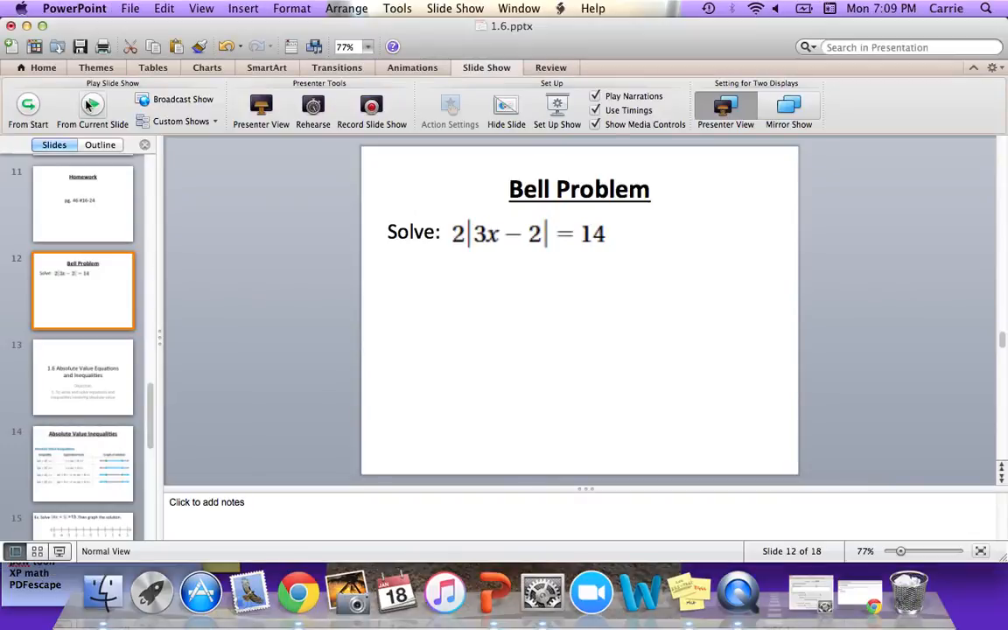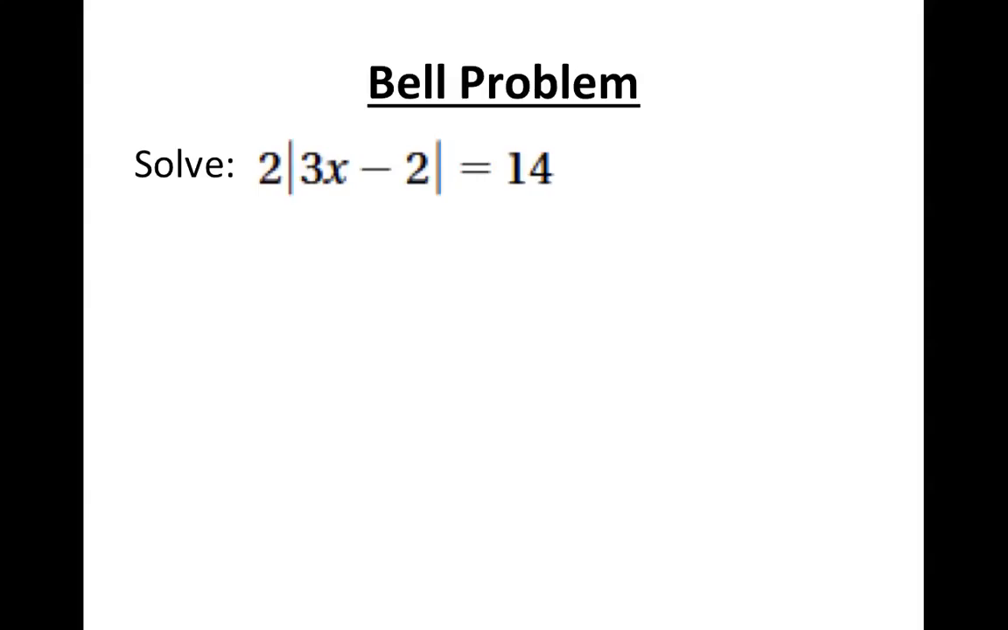Welcome back. This is still 1.6, so continue to add it to those notes. As you see, the Bell problem is an absolute value equation. Something we did not discuss yesterday was what you do if you have something on the outside of your absolute value. If you notice, it's being multiplied by 2. Some people had questions yesterday about this. No, you can never distribute inside an absolute value. You must get it by itself first.